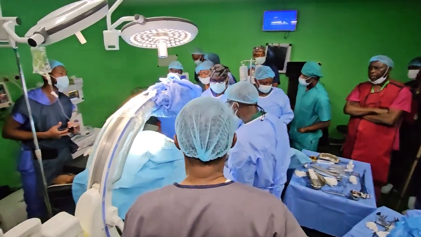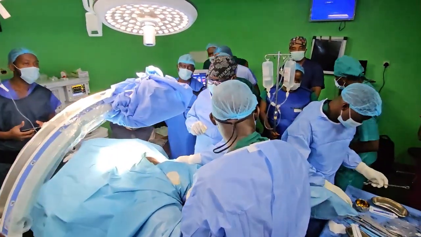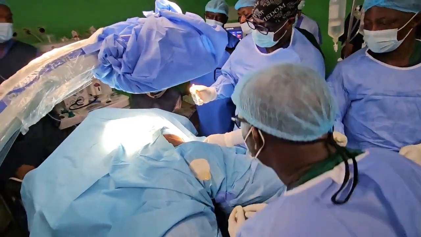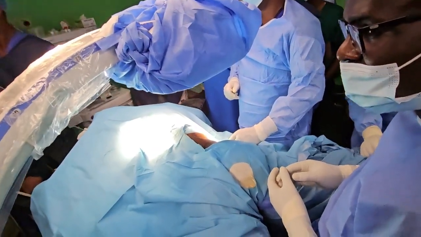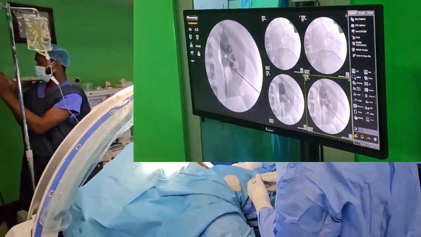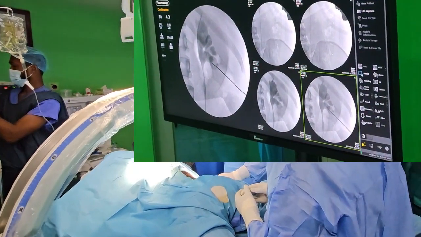Give me the marker. Cameraman, let's see the fluoro. No, not the fluoro, the skin marker. You see? Fluoro? Fluoro, give me a shot. Okay, so a shot.